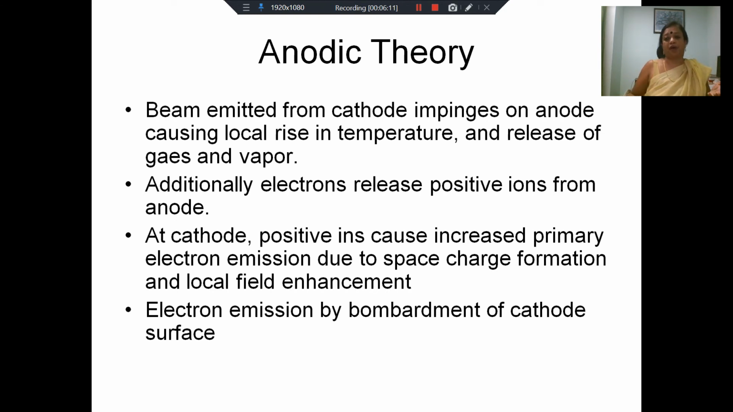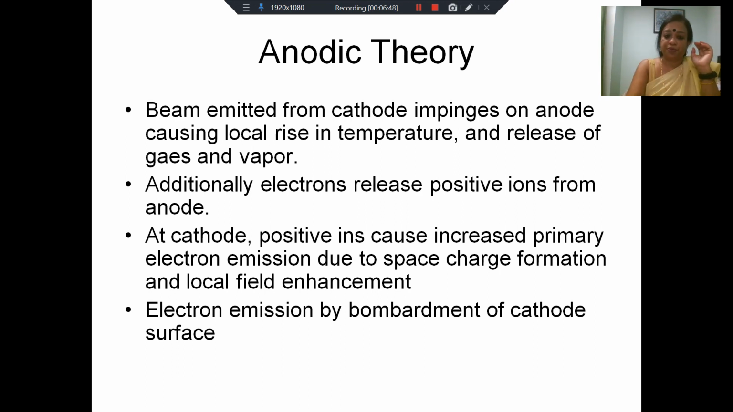If you remember our discussion for breakdown in gases, from the anode you have positive ion bombardment. Positive ions will move slowly towards the cathode, and there might be a situation where they have not yet reached the cathode, but they form a space charge region in front of the cathode. When they form a space charge region in front of the cathode, there might be a local field enhancement, and local field enhancement may cause discharges. Electron emission may also happen by bombardment of the cathode surface. So there are very many factors which can lead to breakdown.